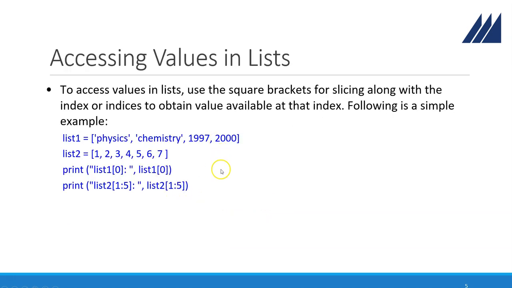How can I access an item inside my list? I access it exactly the same way I accessed the characters or the letters inside the string, by using the index. And they are also 0-based indexes. So that being said, this list has 4 items. The first item, which is physics, is located at index 0. Chemistry is located at index 1. 1997 is at index 2, and 2000 is located at index 3.